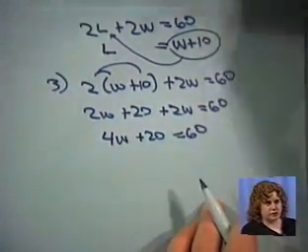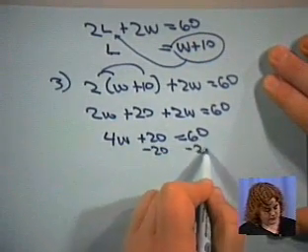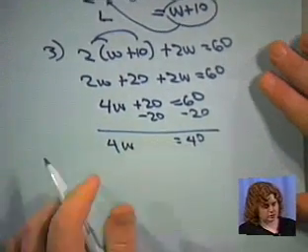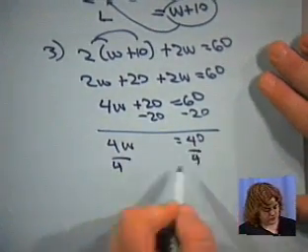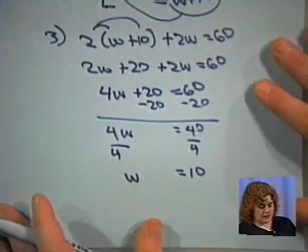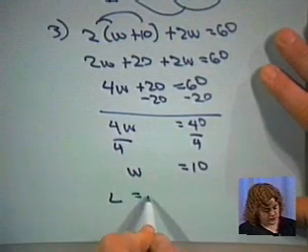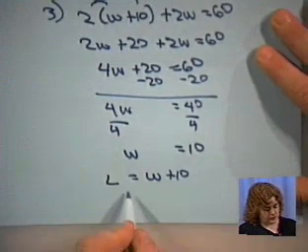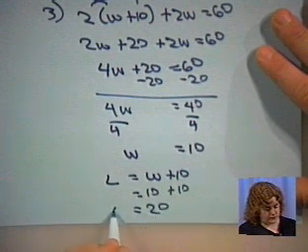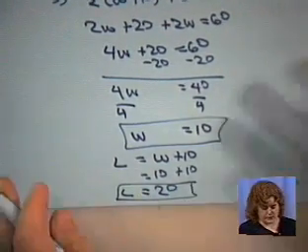And now we're going to solve. We'll just subtract 20, and we have 4W is equal to 40. We'll divide by 4, and we find that W is equal to 10. Now, we need to substitute back. We know that the length is W plus 10, so we'll just put in 10 for that, and we get that the length is 20 meters. W is 10, L is 20.